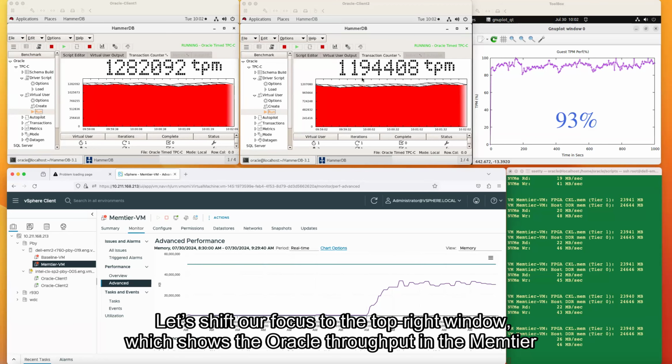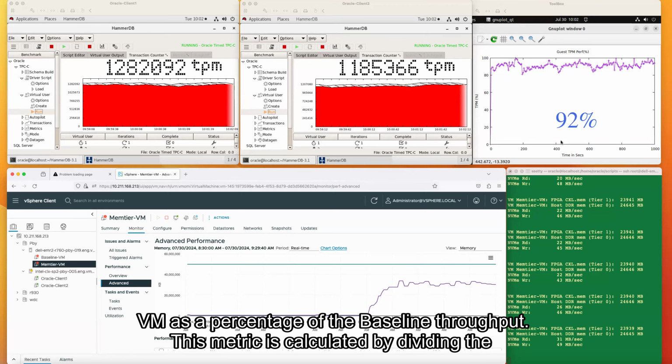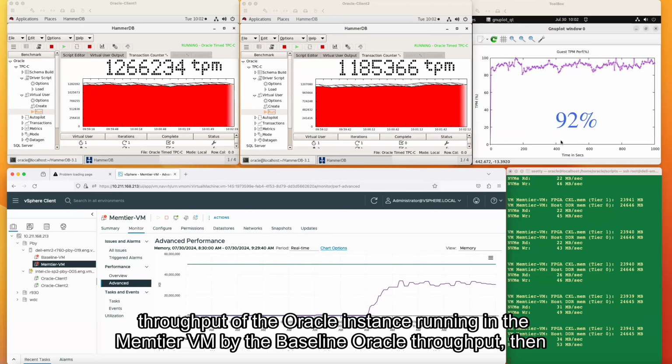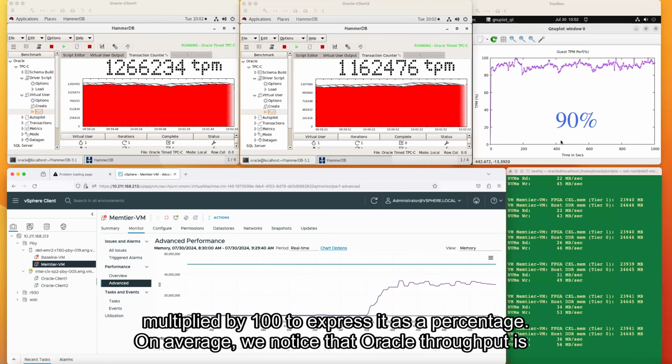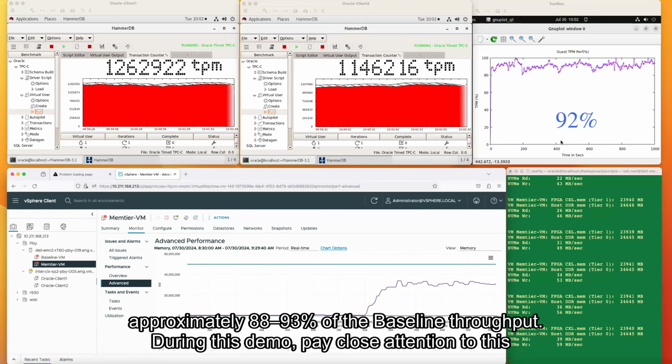Now let's shift our focus to the top right window, which shows the Oracle throughput in the memtier VM as a percentage of the baseline throughput. This metric is calculated by dividing the throughput of the Oracle instance running in the memtier VM by the baseline Oracle throughput and then multiplying by 100 to express it as a percentage. On average, we notice that Oracle throughput is approximately 88 to 93% of the baseline throughput.